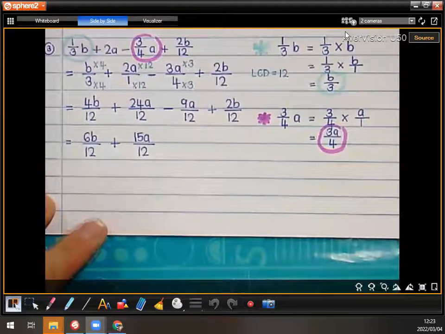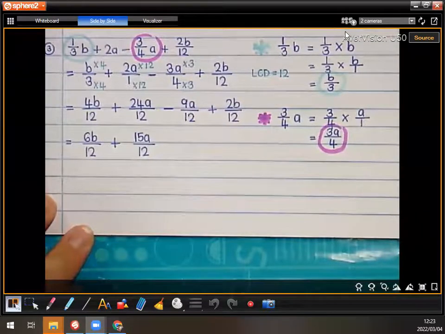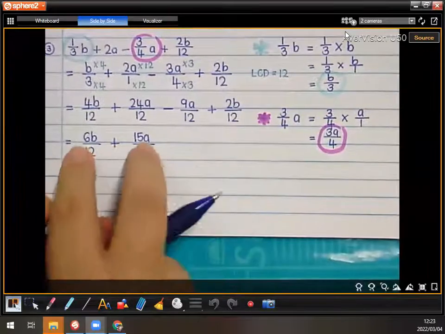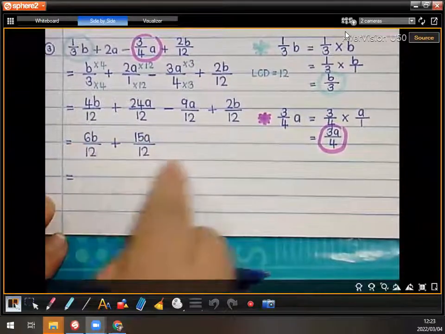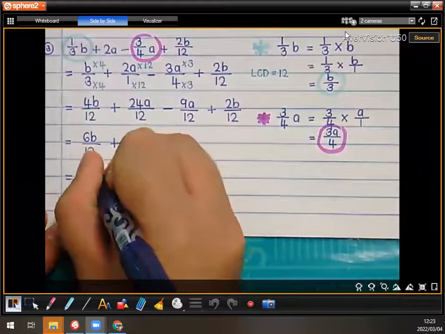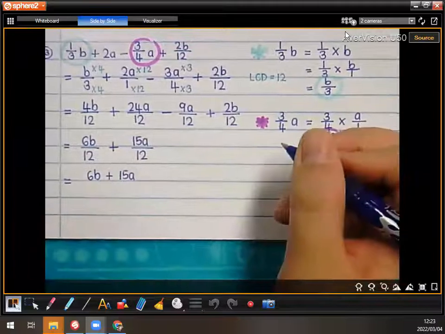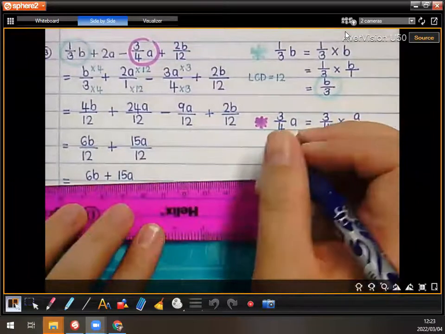Okay, what did we do in the previous question? Yeah, okay, put it all over one fraction. Put it all over one fraction, okay? Even though I can't add these two together, they still work over 12. I have to write it as one fraction. So we can say 6b plus 15a over 12.